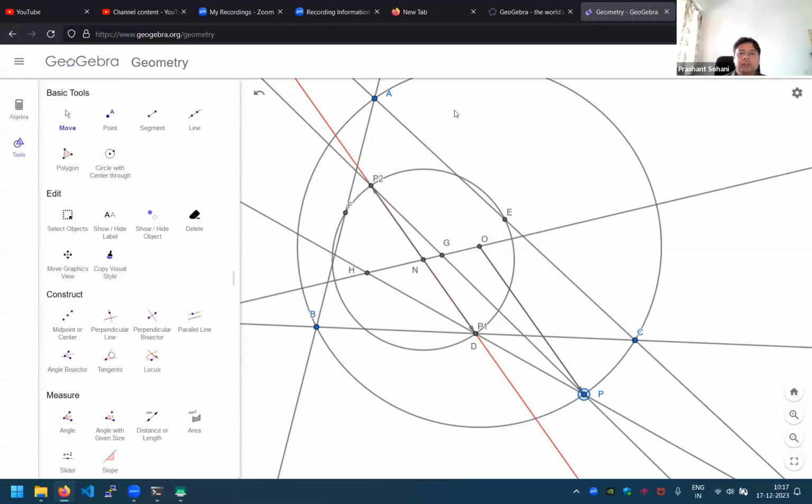And why? Because that is what homothety does, right? See, P1 and P2 are diametrically opposite, and I apply the homothety of ratio 2 to 1, which is going to take P1 to P and P2 to A. So therefore, P and A have to be diametrically opposite.